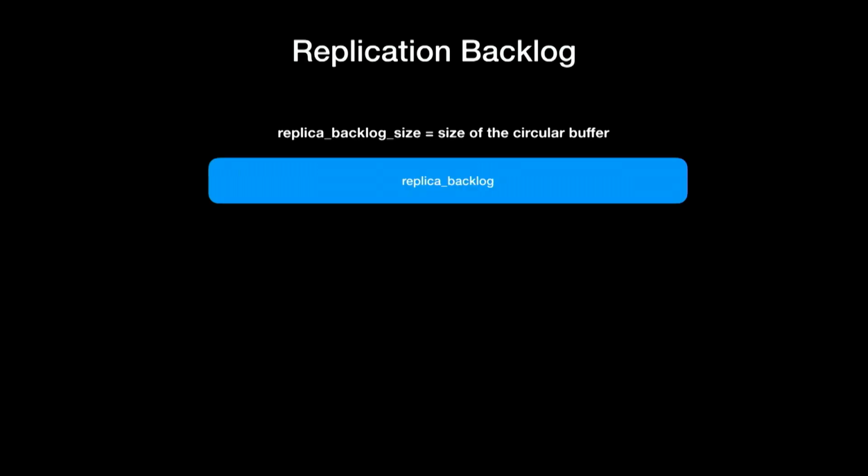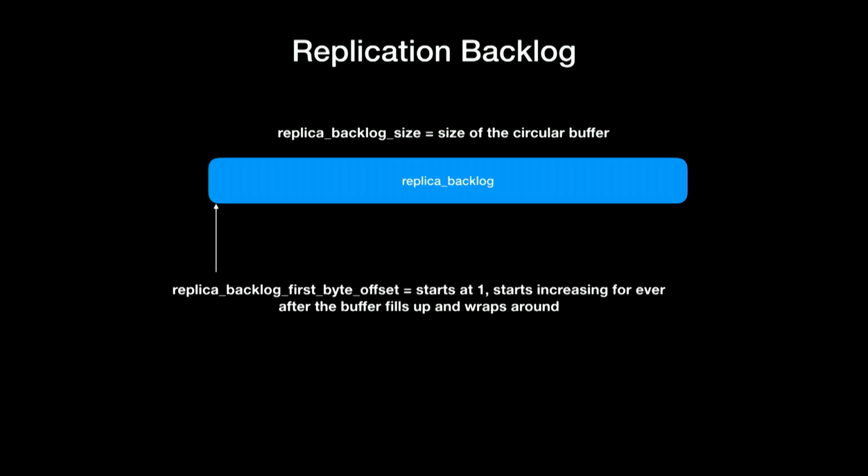So quickly going over the replication backlog, you can control the size through the replica backlog size in your Redis configuration. And as I mentioned, there are two key offsets here. There's a first byte offset. It starts at 1, and it stays at 1 until your circular buffer becomes full. And when you start overwriting, then this starts increasing. And from that point onwards, it's an ever-increasing buffer. So then you have the master replica offset, which starts at 0. And with every byte that you write, it keeps increasing.